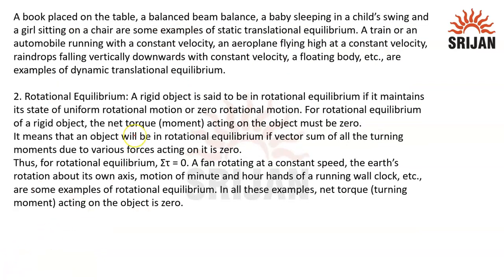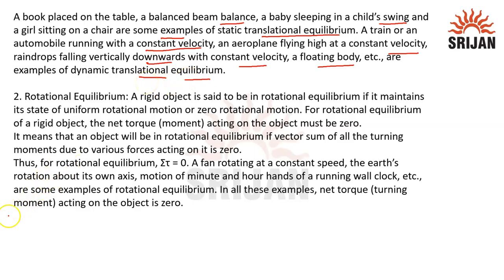Next, here we can see the examples. A book placed on a table, a balanced beam balance, a baby sleeping in a child's swing, and a girl sitting on a chair are examples of static translational equilibrium, where the objects are at rest. Then a train or an automobile running with a constant velocity, an aeroplane flying high at a constant velocity, raindrops falling vertically downwards with constant velocity, a floating body, etc. are all examples of dynamic translational equilibrium.